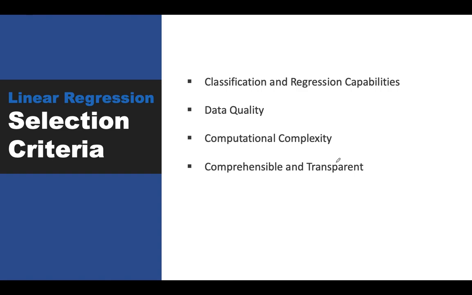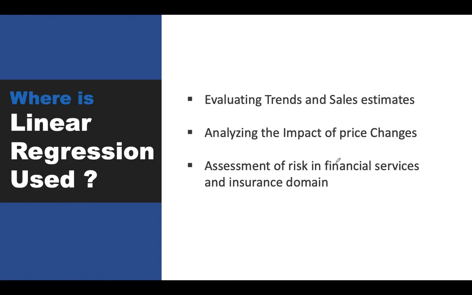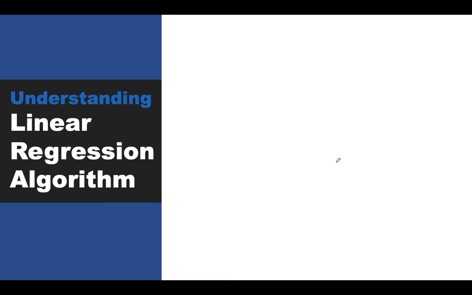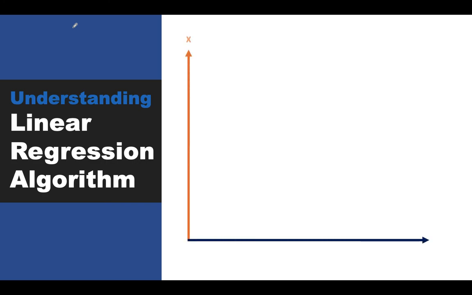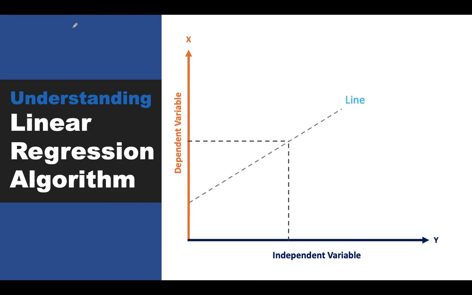Now the selection criteria is a bit easy, and you have already seen the use cases. Now, before going to this, let's go. In linear regression, what is linear regression? You have understood, right? Let's say this is your x and y, dependent and independent variable. You make a graph from here, and this line itself is called your regression line.